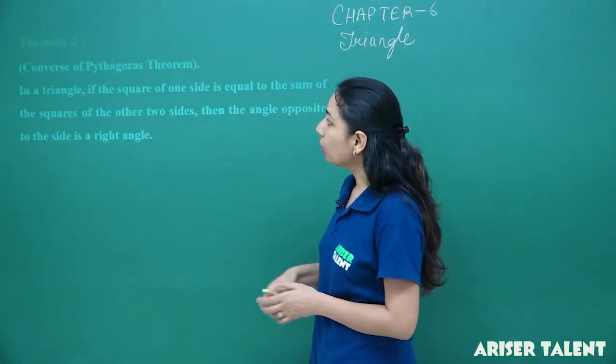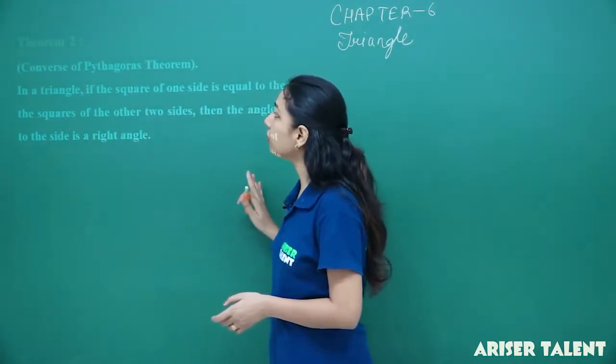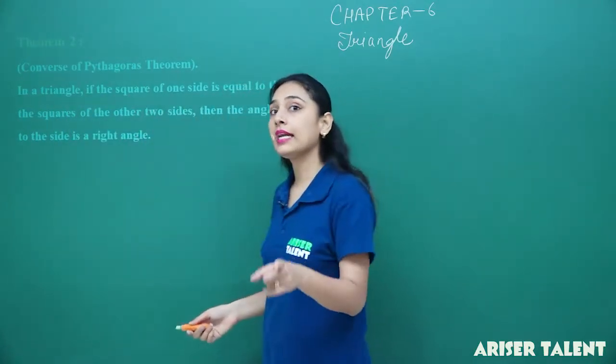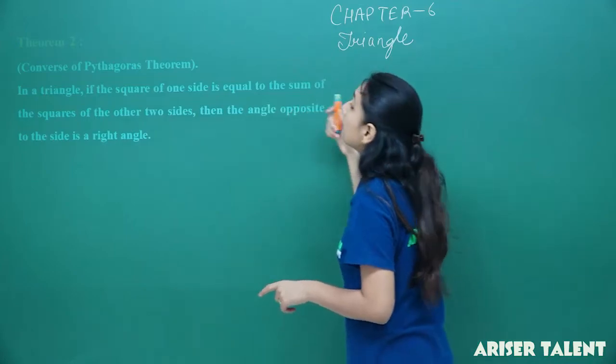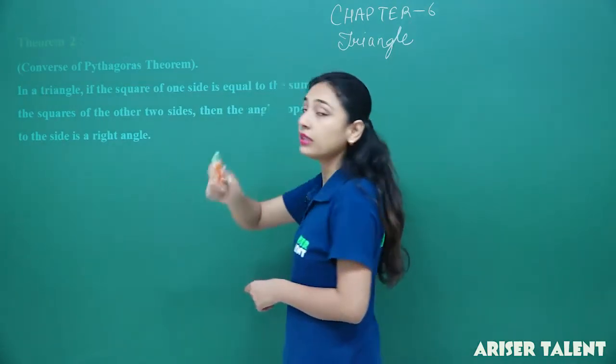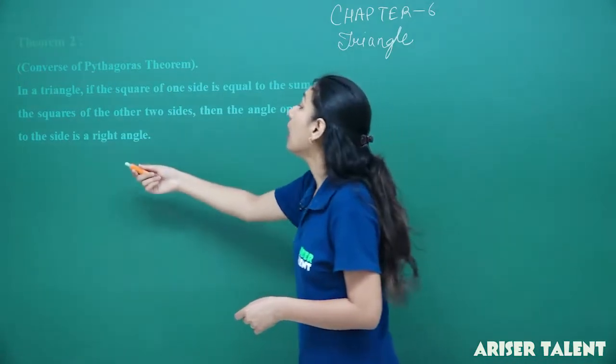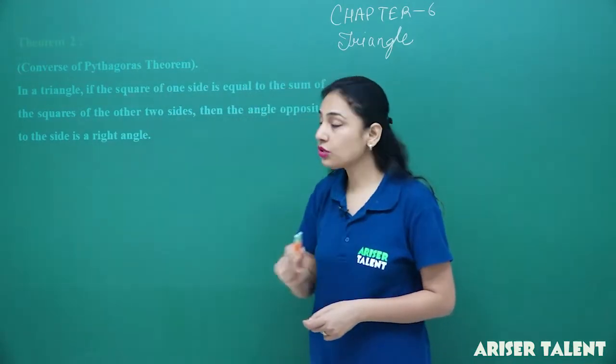Okay, so look at this. What is the converse of the Pythagoras theorem? In a triangle, if the square of one side equals the sum of the squares of the other two sides, then the angle opposite that side is a right angle. So we have to prove that.